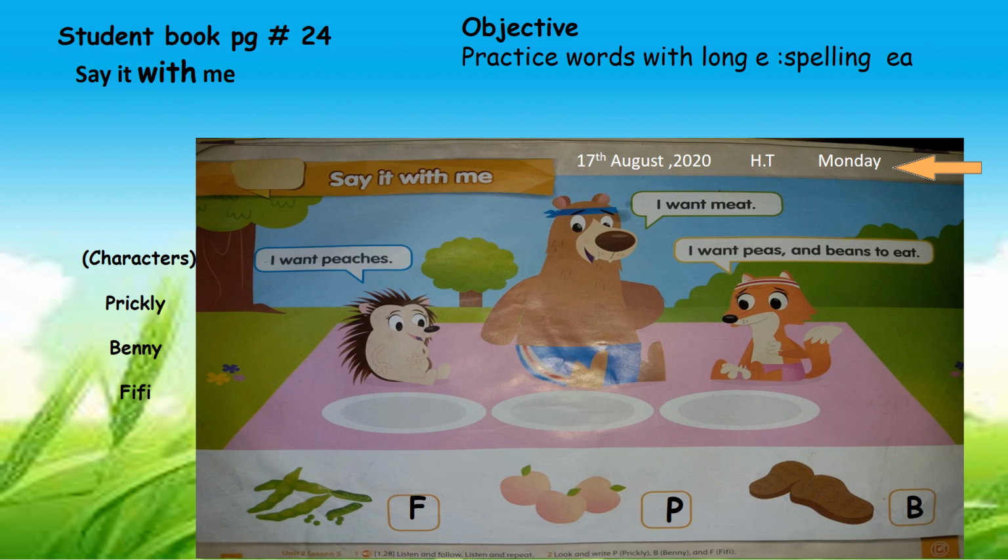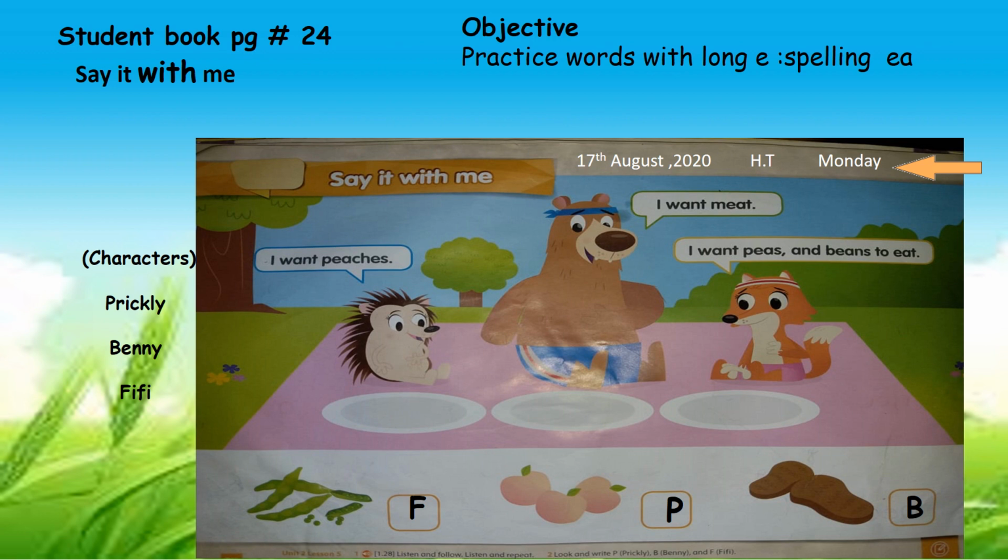Yes, you are right. The first picture is peas and beans. Peas, P-E-A-S, peas, and beans, B-E-A-N-S, beans. Okay, who wants to eat peas and beans? Yes, Fifi wants to eat.